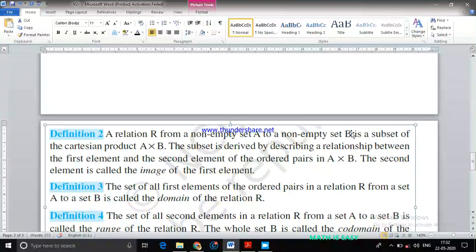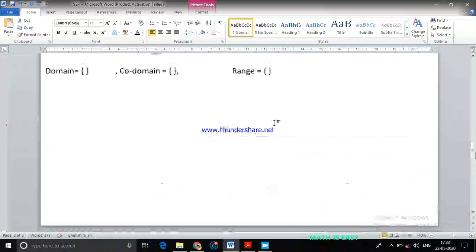If you have two sets A and B, first you find the cross product. Okay, you will get a certain number of elements in that cross product, and you consider any subset of A cross B, that will be a relation. Okay, so a relation is a subset of the cross product of two sets. The subset is derived by describing a relation between the first element and the second element of the ordered pairs in A cross B. The second element is called the image of the first element.